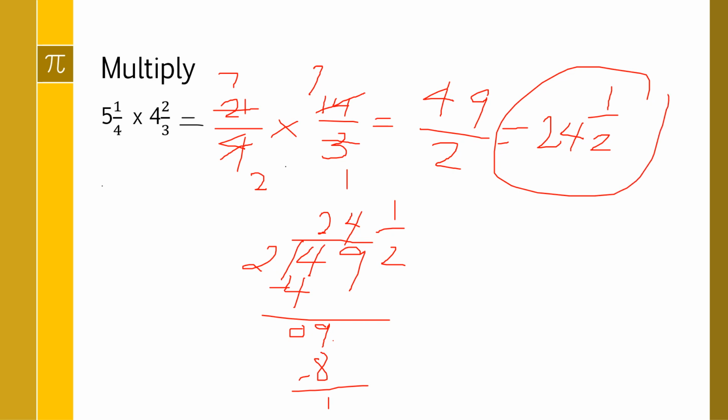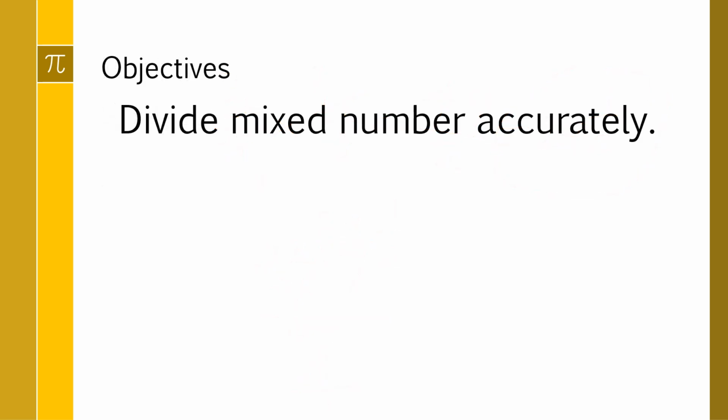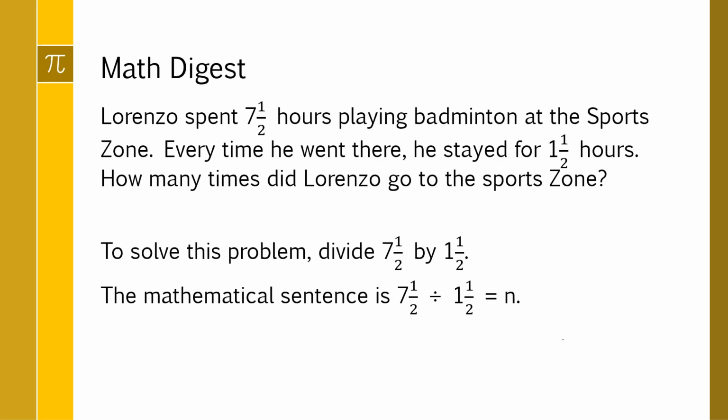Next, our objective here is to divide mixed numbers accurately. For example, we have the math digest. Lorenzo spent 7.5 hours playing badminton at the sports zone. Every time he went there, he stayed for 1.5 hours. How many times did Lorenzo go to the sports zone? To solve this problem, divide 7.5 by 1.5. The mathematical sentence is 7.5 divided by 1.5.